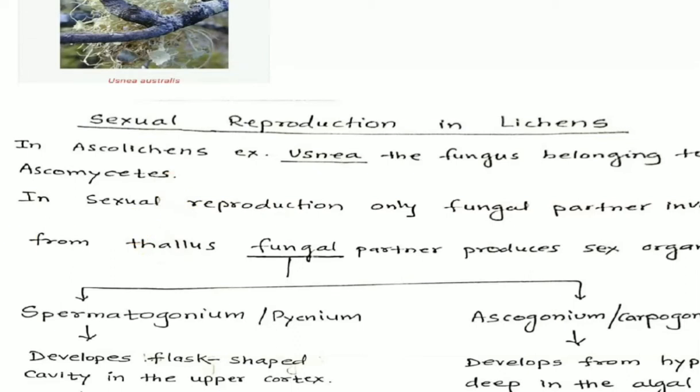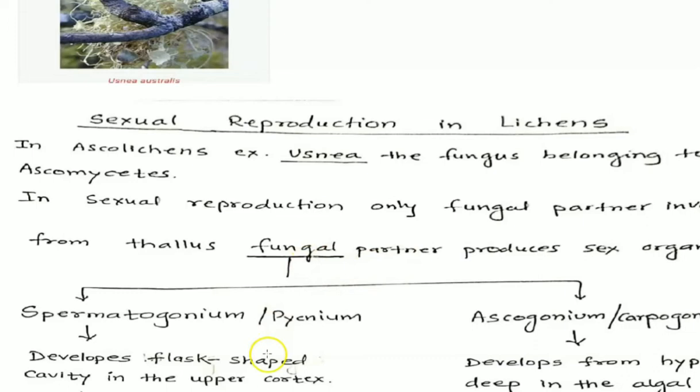So remember, lichens are made from two partners, algal partners and fungal partners. But in sexual reproduction, only the fungal partner takes part, not the algal partner, because they are different groups. The reproduction takes place only between fungal partners. This is a very important point.